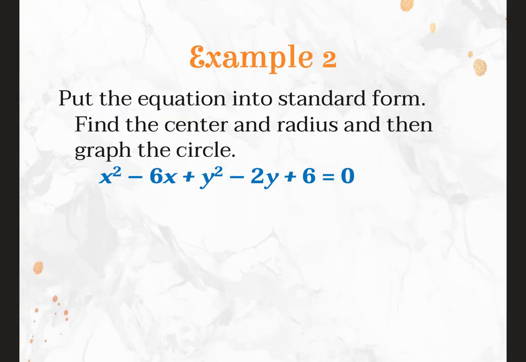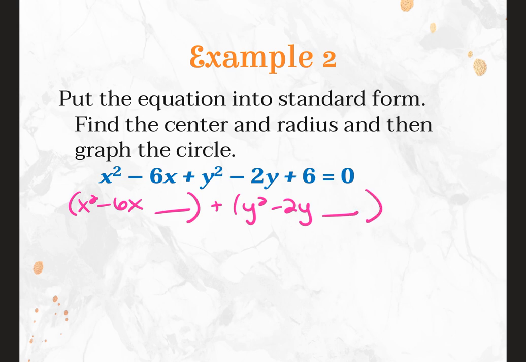All right, example 2 says put the equation into standard form, then find the center and the radius and graph the circle. So this is why we reviewed complete the square, because you have to complete the square. How many times do we have to complete the square? Twice, because there's 2 squared terms. So the first thing I'm going to do is group all the x's together, all the y's together, and I'm going to bump the constant to the other side this time. So I'm going to do x² - 6x, I'm going to leave the space because I'm going to fill it in, plus y² - 2y, leave that space too. And I'm going to bump the 6 to the other side this time because that's where my constant goes in my standard form.